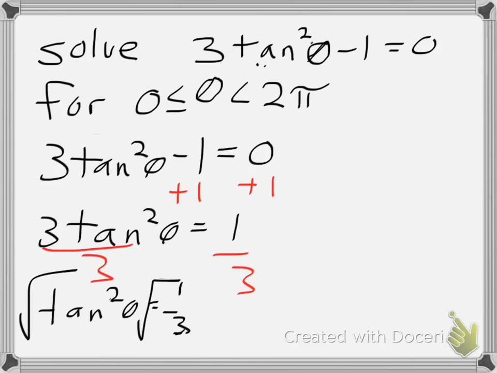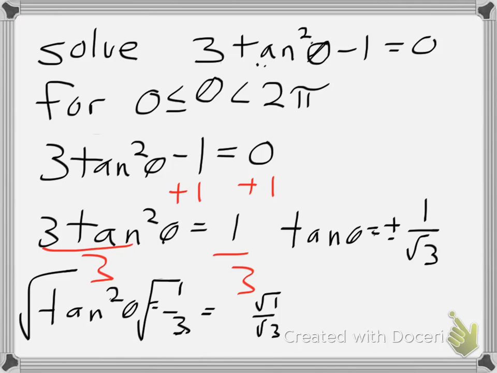So now I have this. I will have tangent of theta is equal to, now normally I have the square root of 1/3, but I can break that down into the square root of 1 over the square root of 3, which I'll make 1 over the square root of 3. And because I'm taking the square root of each side, I'll put plus minus. So what this means is I'm looking for a value for theta that gives me both the positive and negative result of 1 over square root of 3.